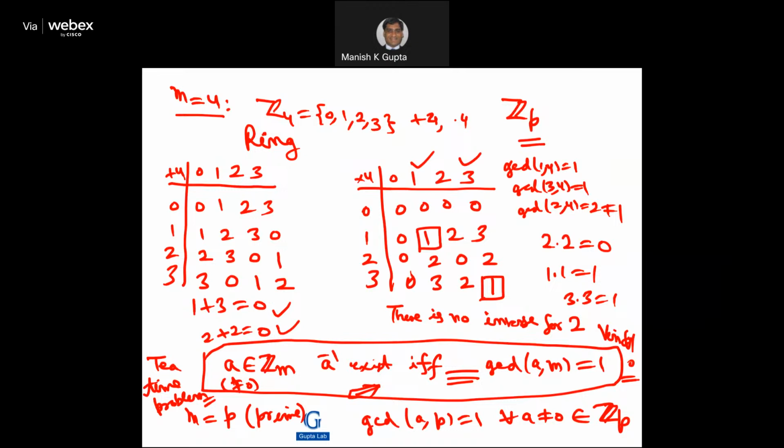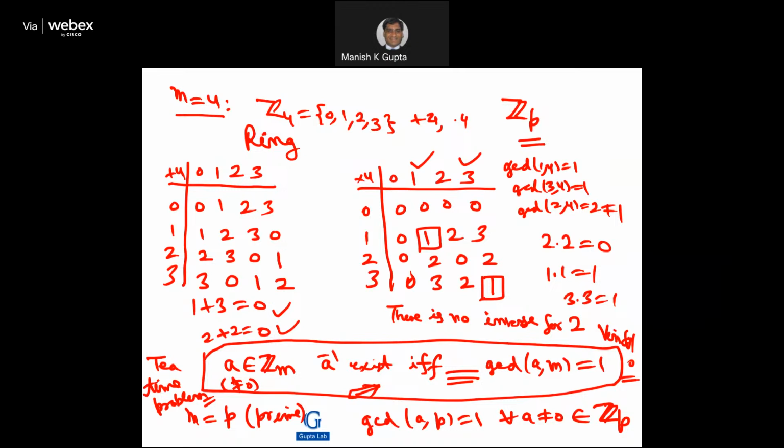Now we know that if M is a prime number, Zp, GCD of A and P is 1 for every non-zero A in Zp. So that means every element has an inverse if M is a prime number. That is true by default. So this is an interesting result that I would like you to prove, that A in Zm has an inverse if and only if GCD of A and M is 1.